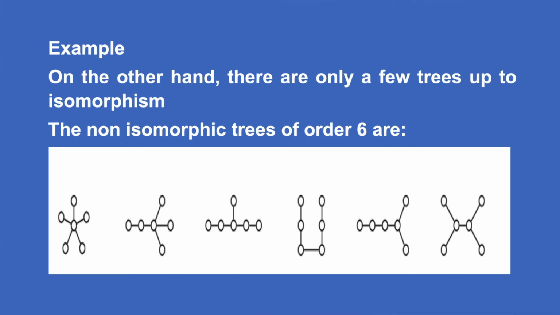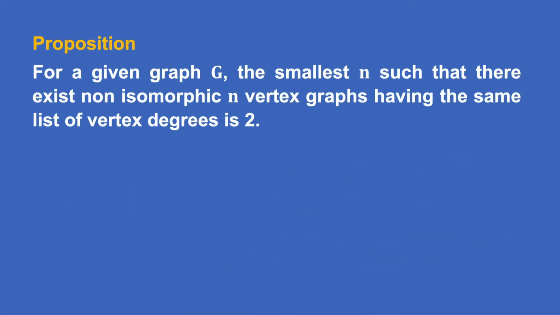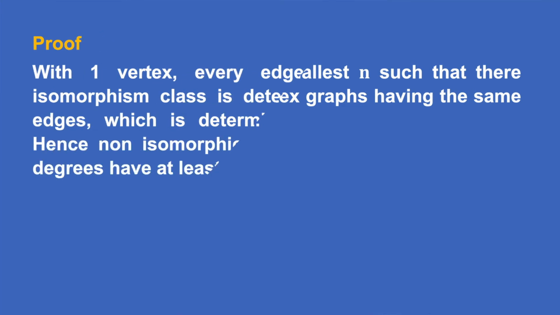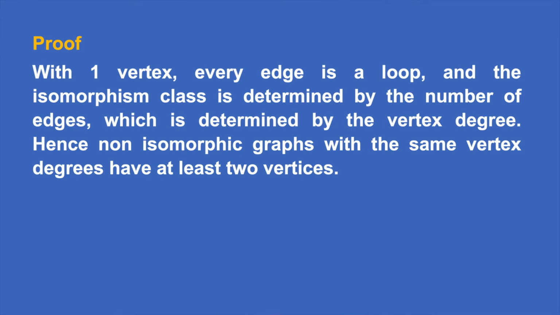Let us now see some results. Proposition: for a given graph G, the smallest n such that there exist non-isomorphic n-vertex graphs having the same list of vertex degrees is 2. We shall see the proof. With one vertex, every edge is a loop, and the isomorphism class is determined by the number of edges, which is determined by the vertex degree. Hence, non-isomorphic graphs with the same vertex degrees have at least 2 vertices.